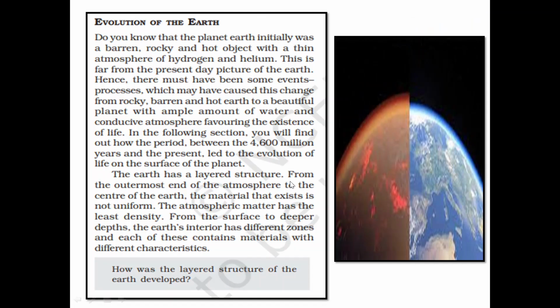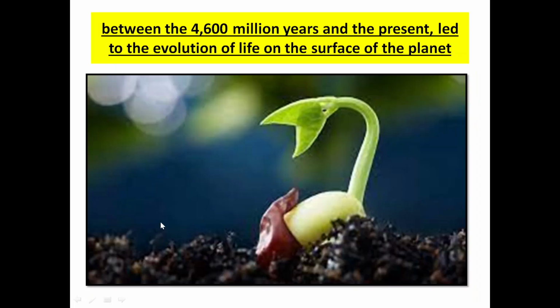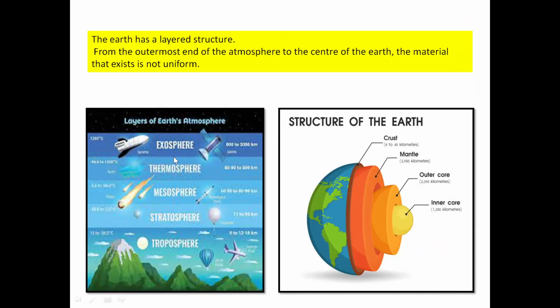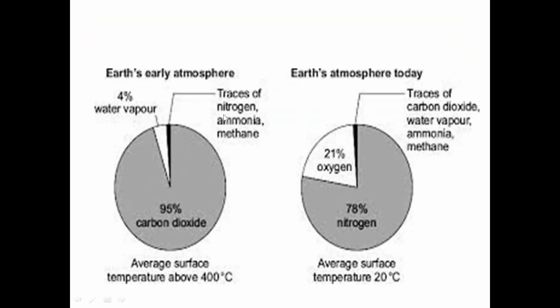The Earth has a layer structure from the outermost end of the atmosphere to the center of the Earth. The material that exists is not uniform. The atmospheric matter has least density. See, the density of the atmosphere is least, and the material present inside the interior of the Earth is denser in nature as compared to the elements present in the Earth's atmosphere.